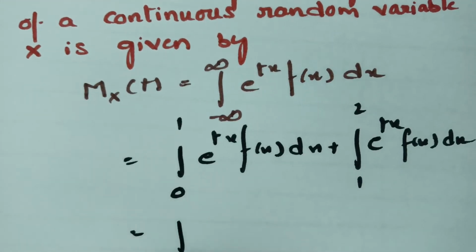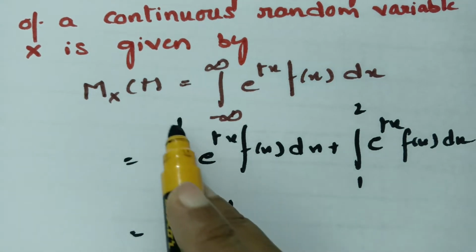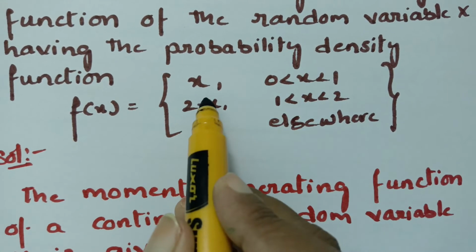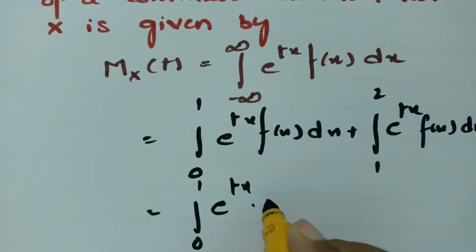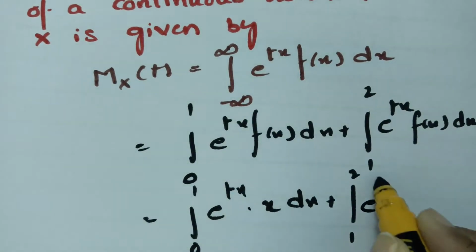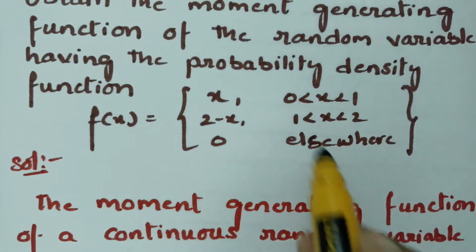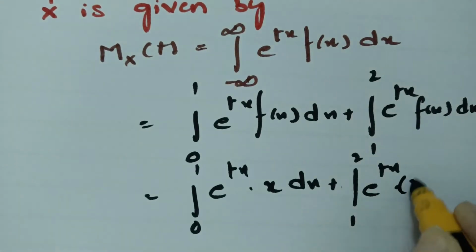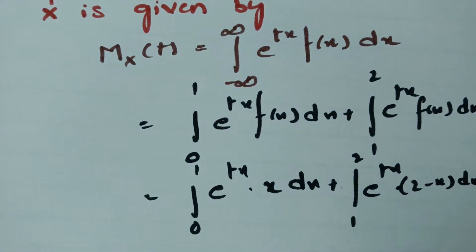Now see here, integral 0 to 1, this is e power tx. In between 0 and 1, what is our f of x value? In between 0 and 1, f of x here is x, so this is x into dx. And in between 1 to 2, the function value is 2 minus x, so this is 2 minus x into dx.